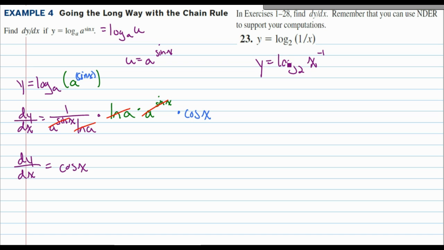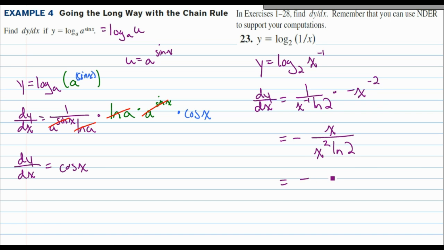So now I have log base a of u, so the derivative is going to be 1 over u times the natural log of a, the base, times the derivative of u. So u is x to the negative 1, that's going to be negative x to the negative 2. Do some simplification, and I get the opposite of 1 over x natural log of 2 as the derivative of y.